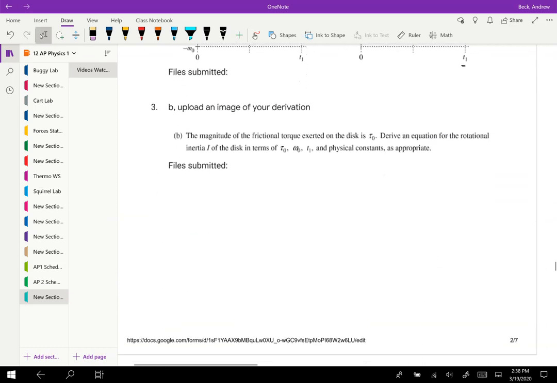Now what we're saying is the magnitude of the frictional torque exerted on the disk is tau naught, so this initial torque. Derive an equation for the rotational inertia I in terms of tau naught, omega naught, and t1.